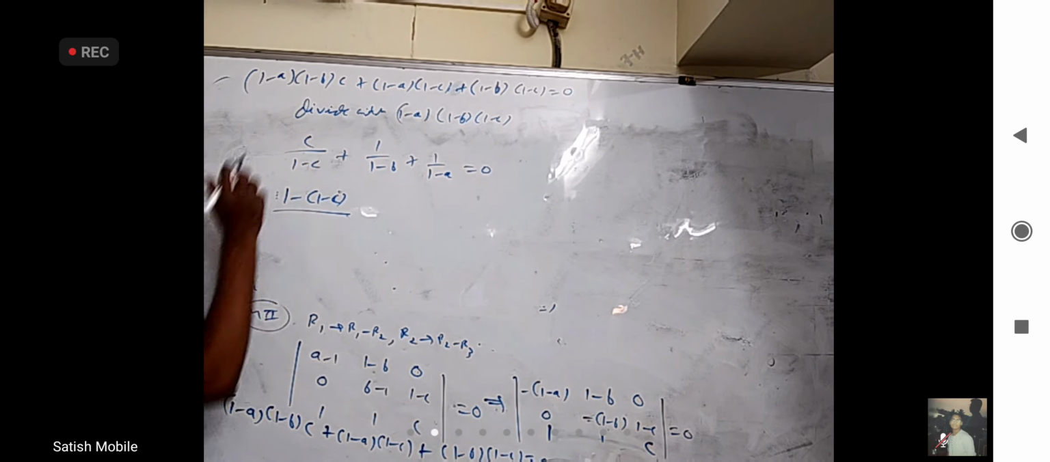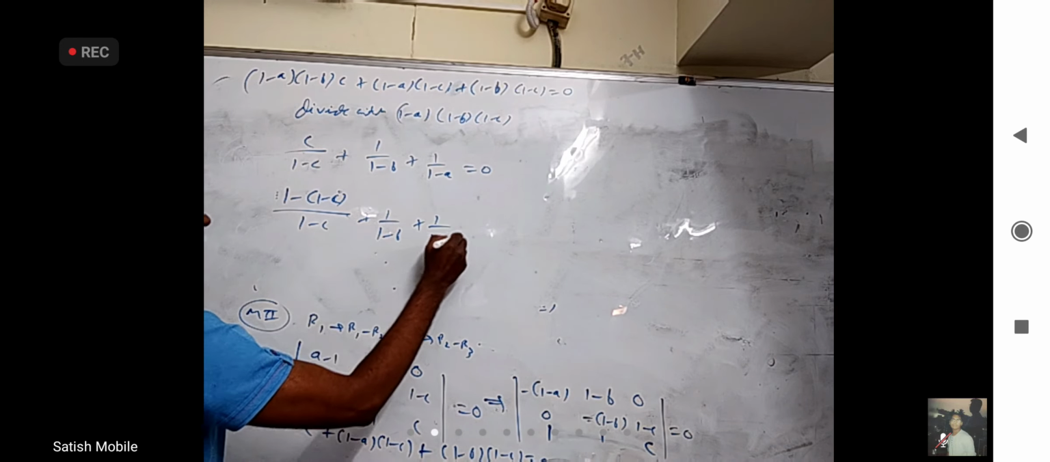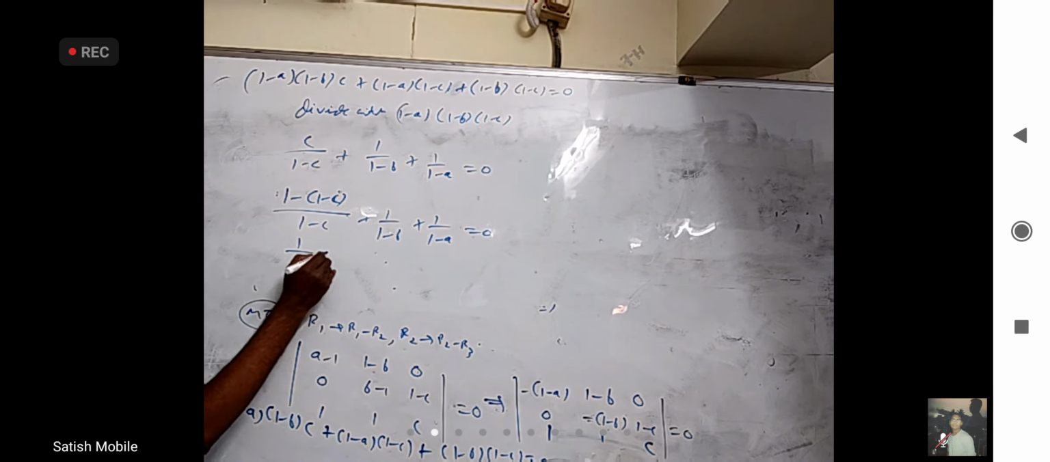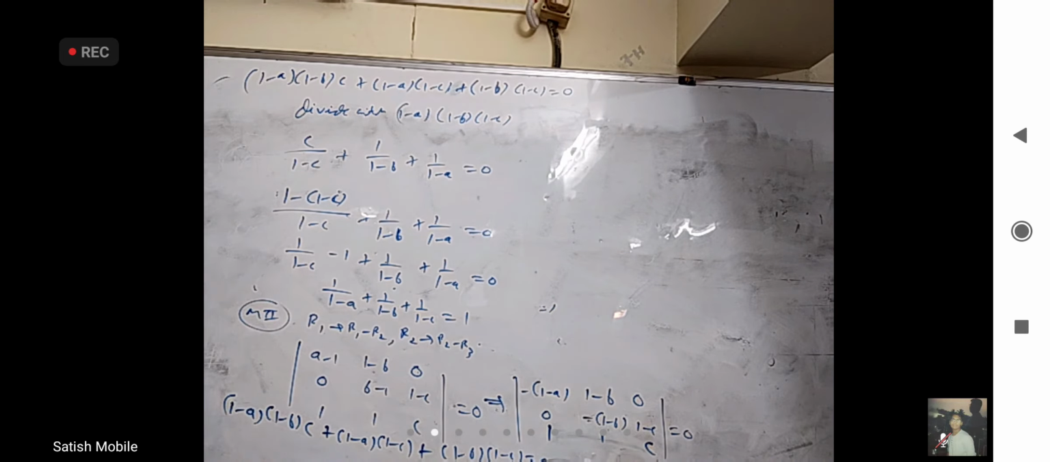Because 1 and 1 cancel, you'll get 1 by 1 minus c, minus 1, plus 1 by 1 minus b, plus 1 by 1 minus a equal to 0. Take this minus 1 separately, send it to the other side: 1 by 1 minus a plus 1 by 1 minus b plus 1 by 1 minus c equal to 1. Okay. This is a proper subjective way of proving it, where we are not assuming any ABC values.